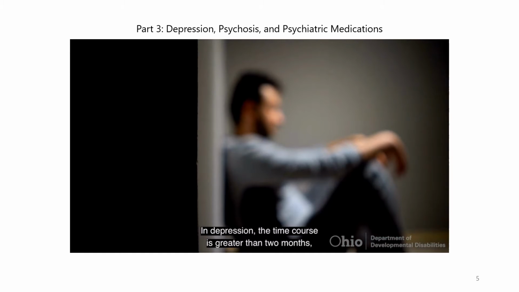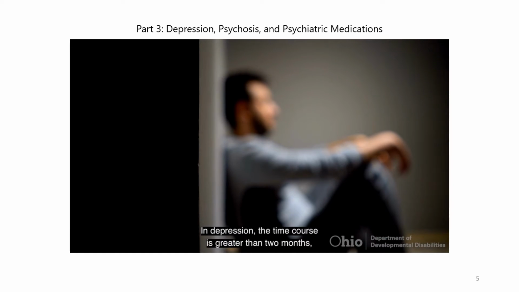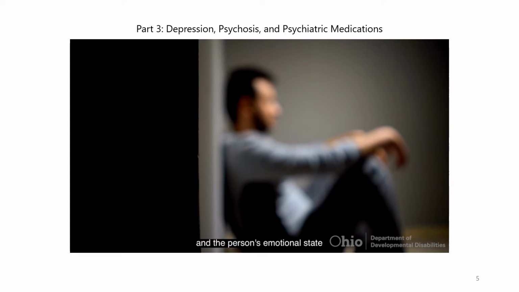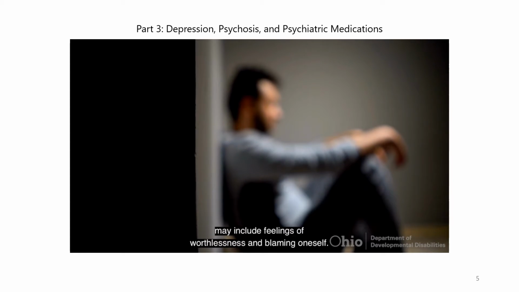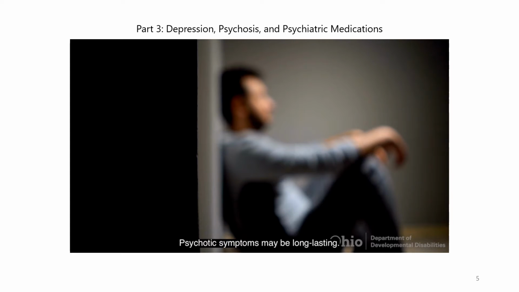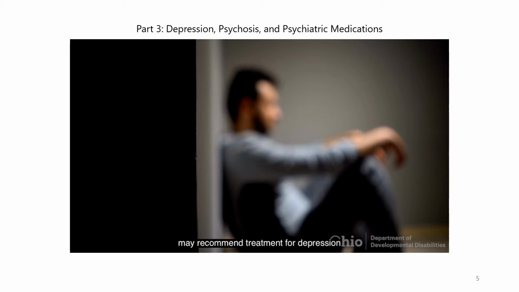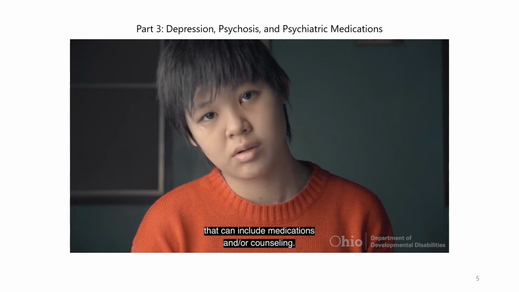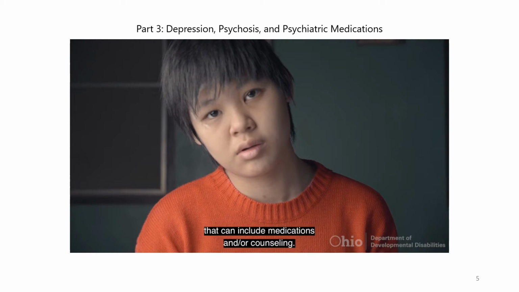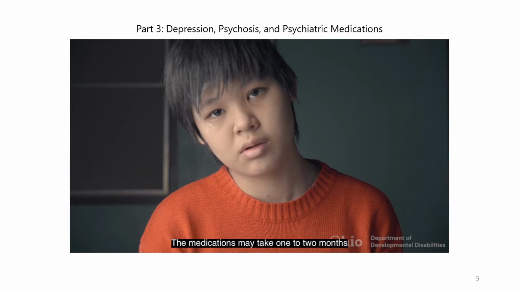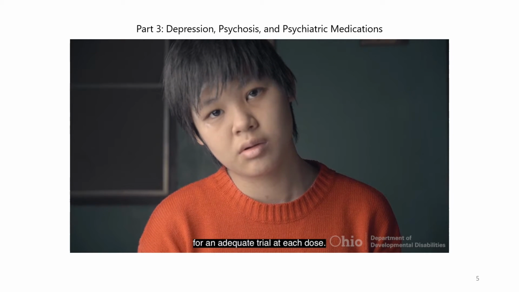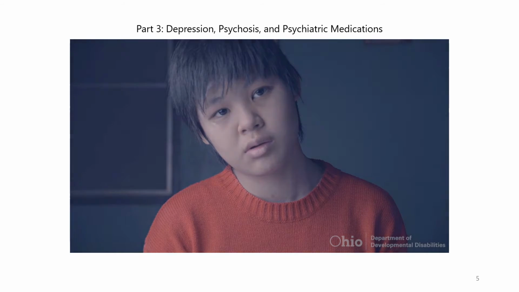The person may have feelings of loss, crying episodes, short periods of psychotic symptoms, but then return to baseline. In depression, the time course is greater than 2 months, suicidal ideation is more likely to be present, and the person's emotional state may include feelings of worthlessness and blaming oneself. Psychotic symptoms may be long-lasting. Mental health professionals may recommend treatment for depression that can include medications and/or counseling. The medications may take 1 to 2 months for an adequate trial at each dose.